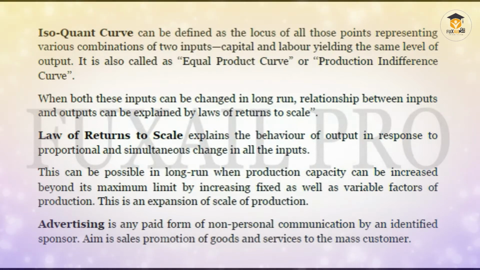When both these inputs can be changed in the long run, the relationship between inputs and outputs can be explained by laws of returns to scale. Law of returns to scale explains the behavior of output in response to proportional and simultaneous change in all the inputs. This is possible in the long run when production capacity can be increased beyond its maximum limit by increasing fixed as well as variable factors of production. This is an expansion of scale of production.